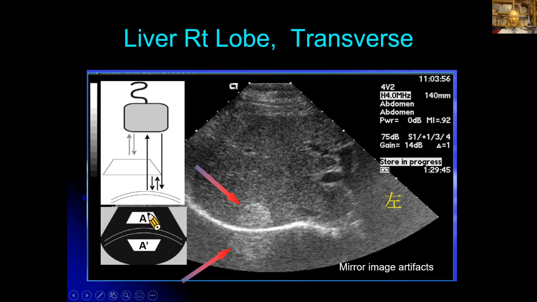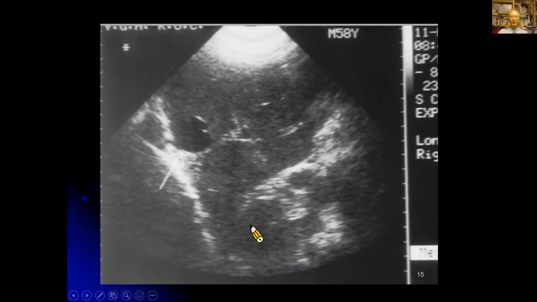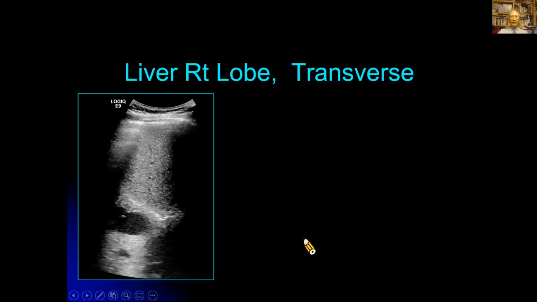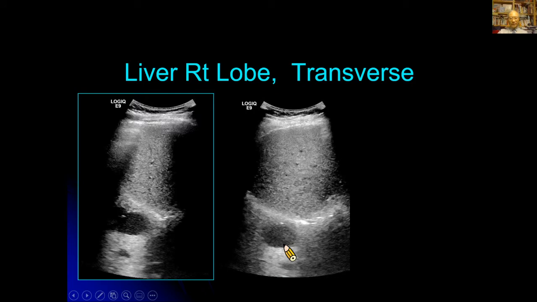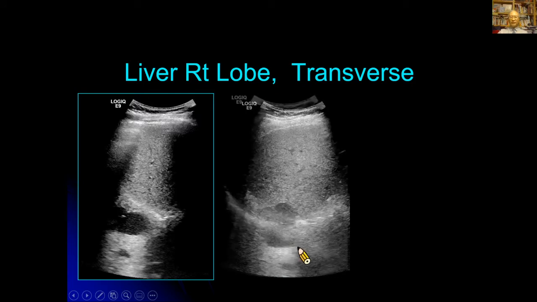Just like this, A is a real one, A prime here is a pseudo hemangioma, and sometimes a cystic structure can also be reflected above the diaphragm. Here I can see something above the liver and above the diaphragm, just like a cystic structure. Should be real. I do it again, I can see this.